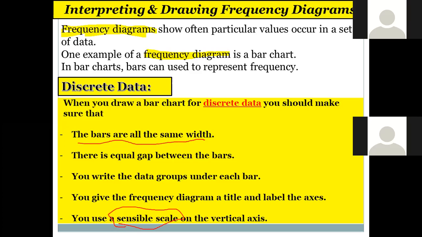In general, when we want to show discrete type of data, we show it in something we call a bar graph. The bar graph has, let's say, specifications. How can we draw a bar graph? Few important points. The first point: the bar graph should have bars. These bars are all with the same width.